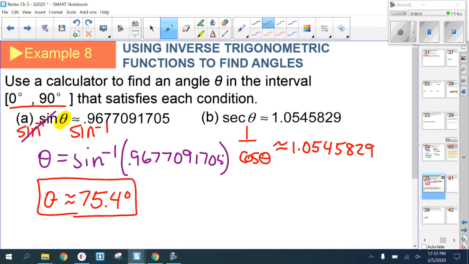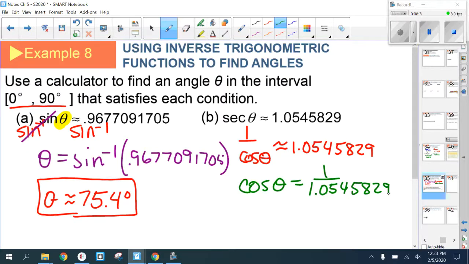And so what you would want to do is do a reciprocal. Okay, you would want to flip that over. Imagine if I said 1 over x equals 4. That's kind of hard to solve, so you would flip it over and say x equals 1/4. Okay, we're doing a reciprocal. So I can do a reciprocal of both sides and say cosine theta equals 1 over 1.0545829. Okay, and now I can do my inverse cosine.